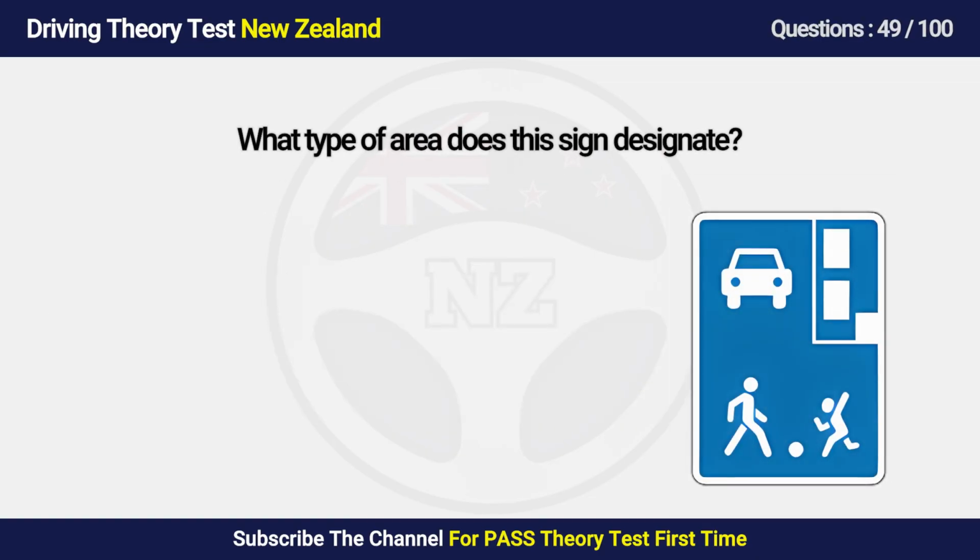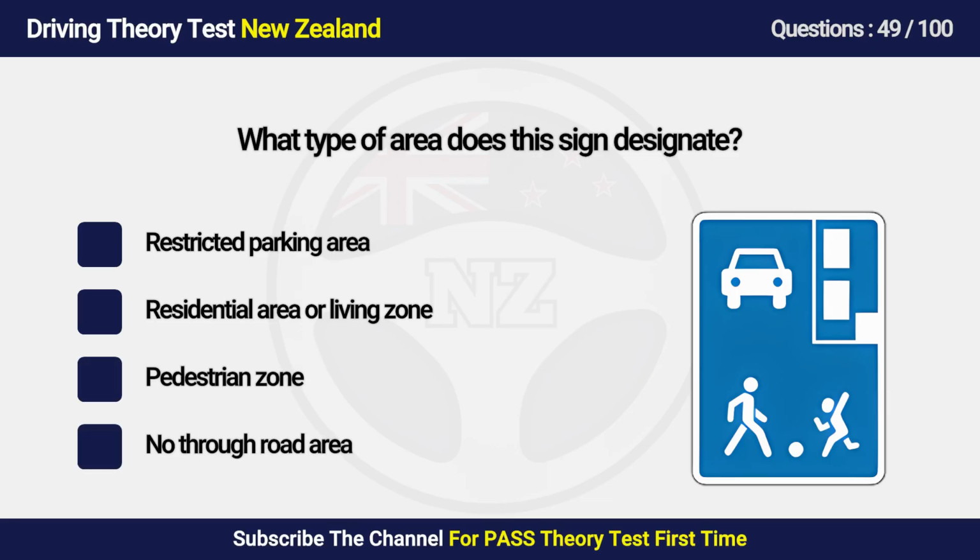Question 49. What type of area does this sign designate? A. Restricted parking area, B. Residential area or living zone, C. Pedestrian zone, D. No through road area.